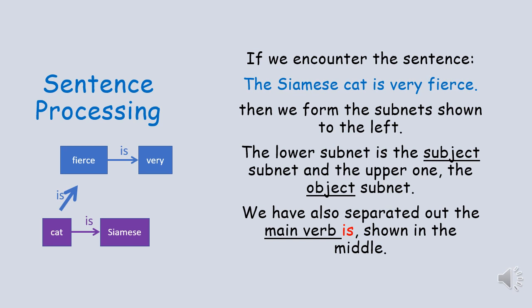If we encounter the sentence, "The Siamese cat is very fierce," then we form the subnets shown to the left. The lowest subnet is the subject subnet, and the upper one, the object subnet. We have also separated out the main verb is, shown in the middle.